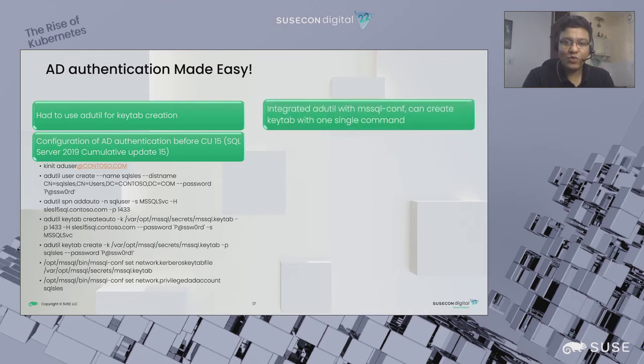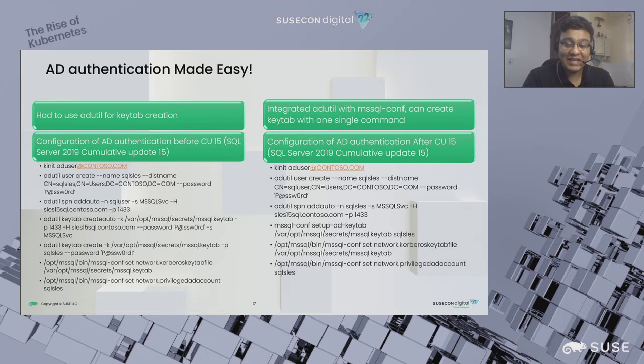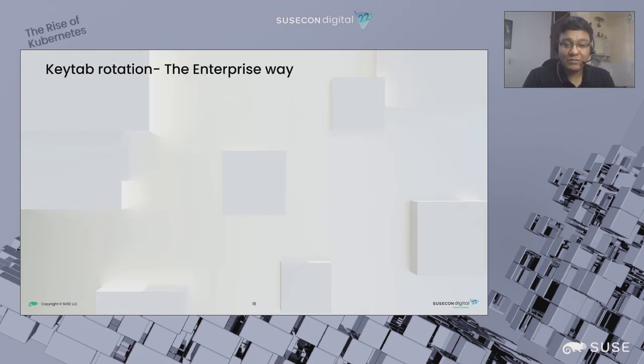Starting CU15, what we've done is integrated adutil with mssql-conf. So how has that helped? Now, instead of using the adutil command to create the keytabs, you could just use one single command using the mssql-conf option, which is the third step, which you see here on the right hand side of your screen, which is mssql-conf setup-ad-keytab, and then provide the keytab location and provide the user location. With this, you can get started. You don't have to think about what encryption algorithm you have to use, which you had to do previously. So that has made overall configuration easy. Apart from that, what else?